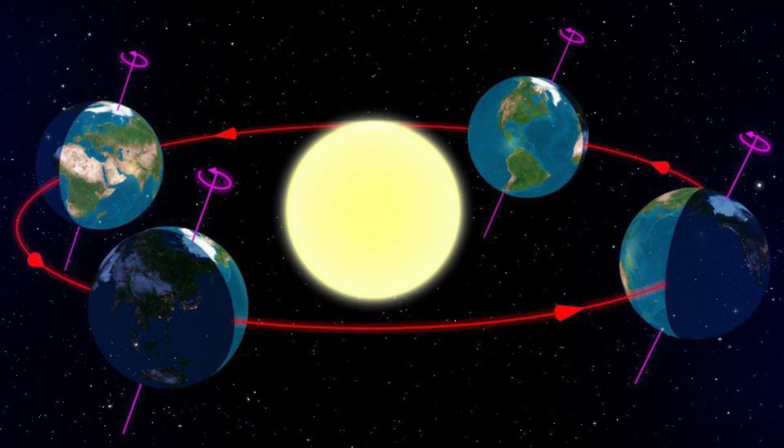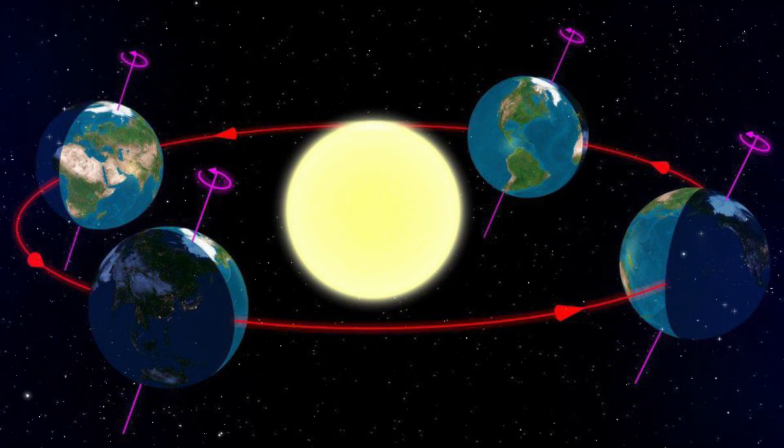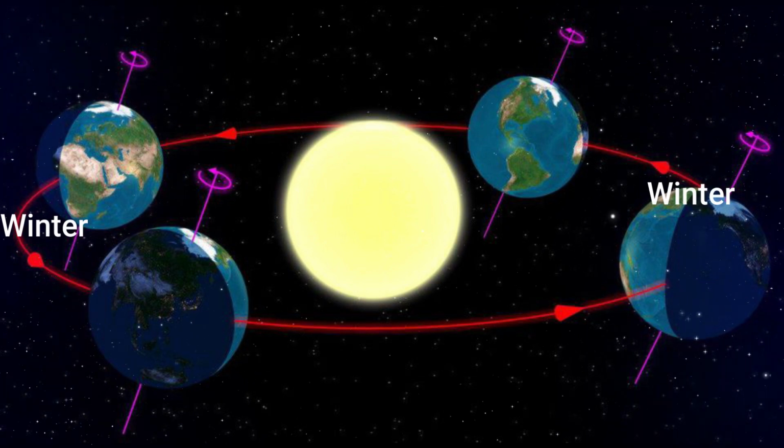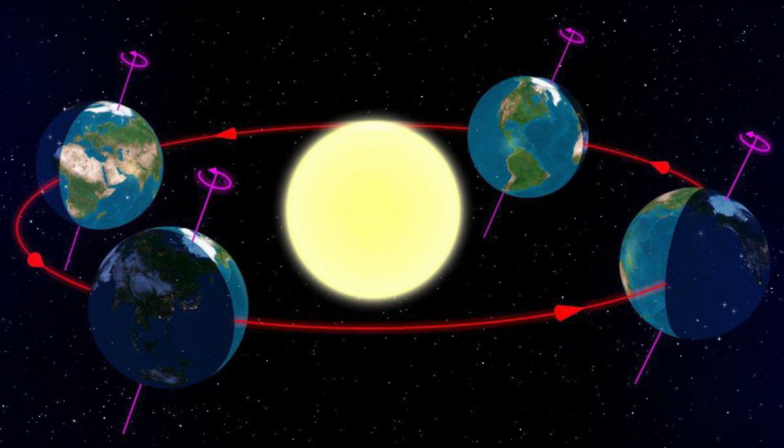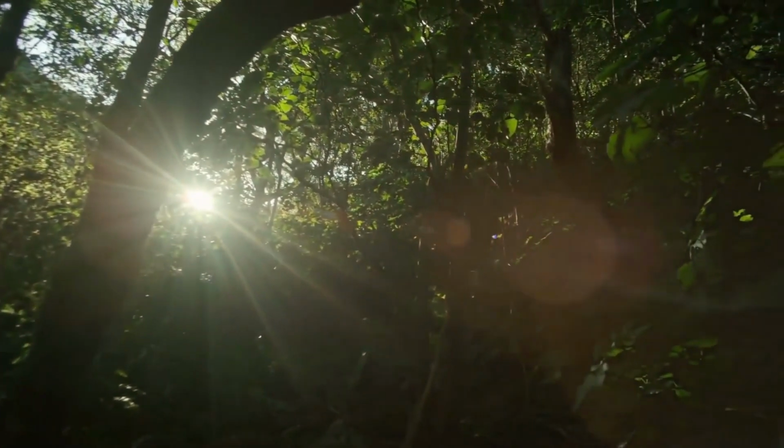At this time, all these conditions are reversed in the southern hemisphere. It is winter season there. The nights are longer than the days. This position of the Earth is called the summer solstice.